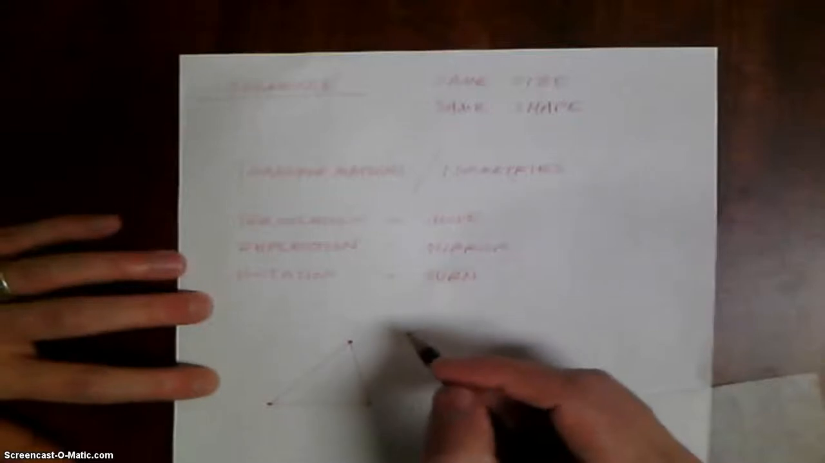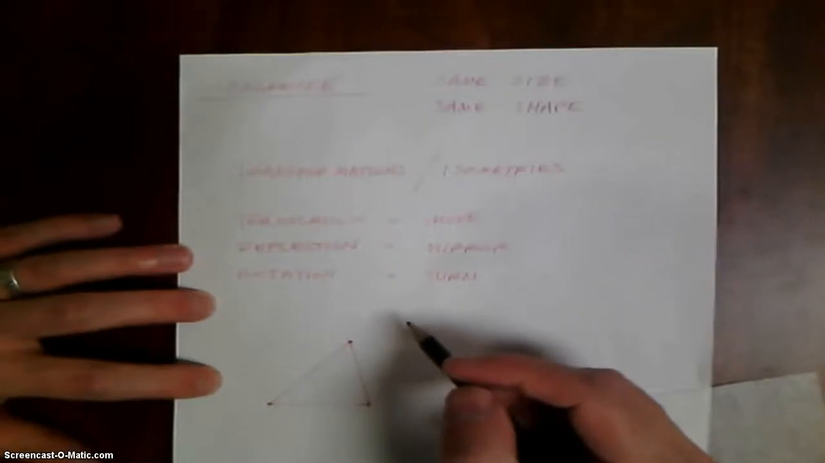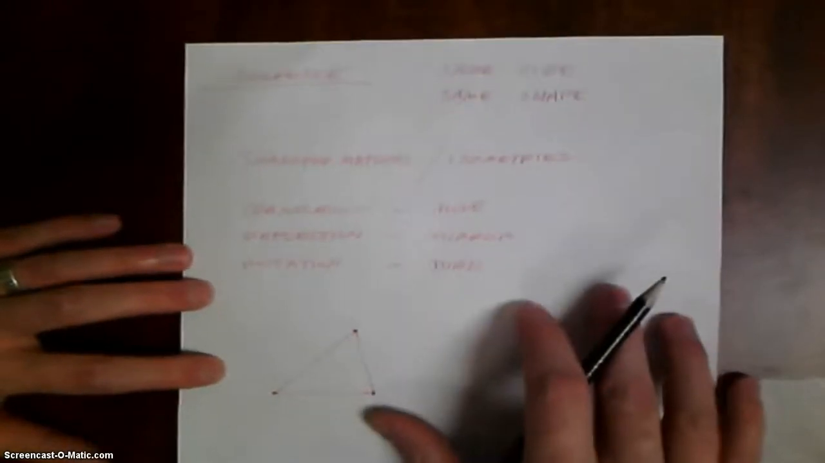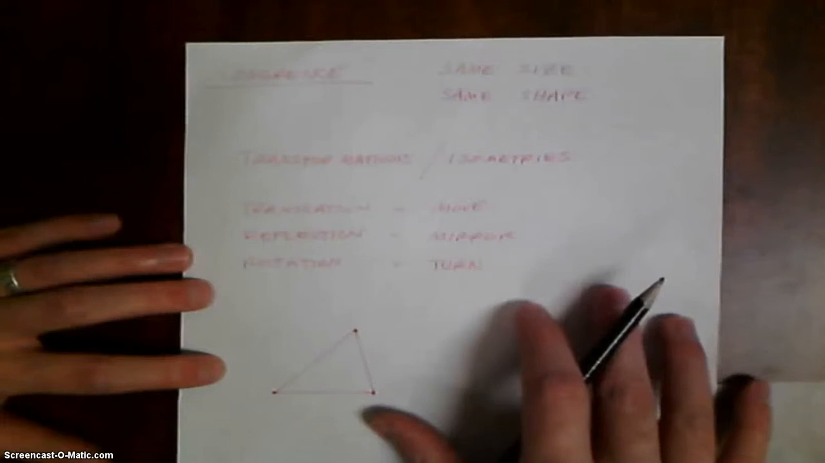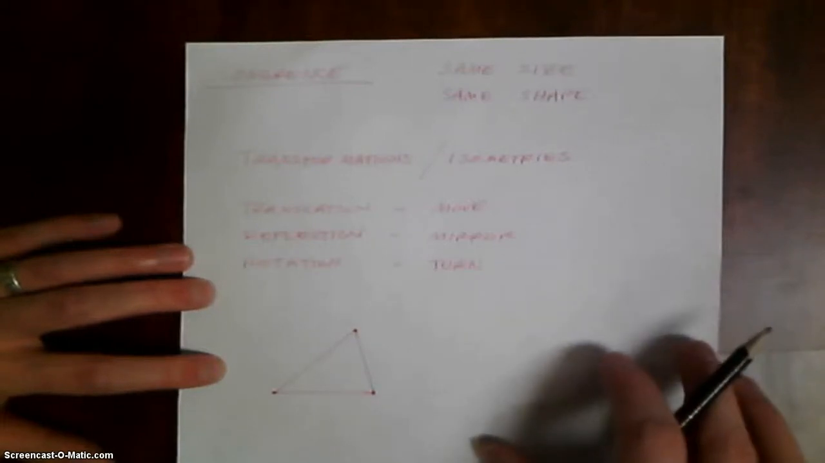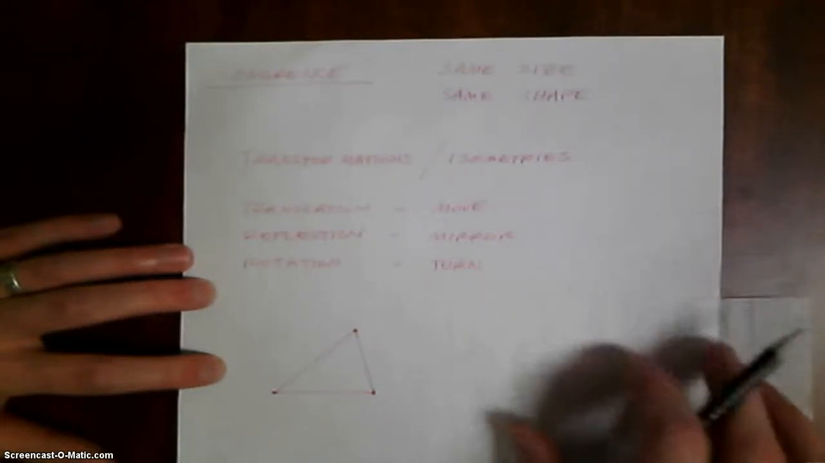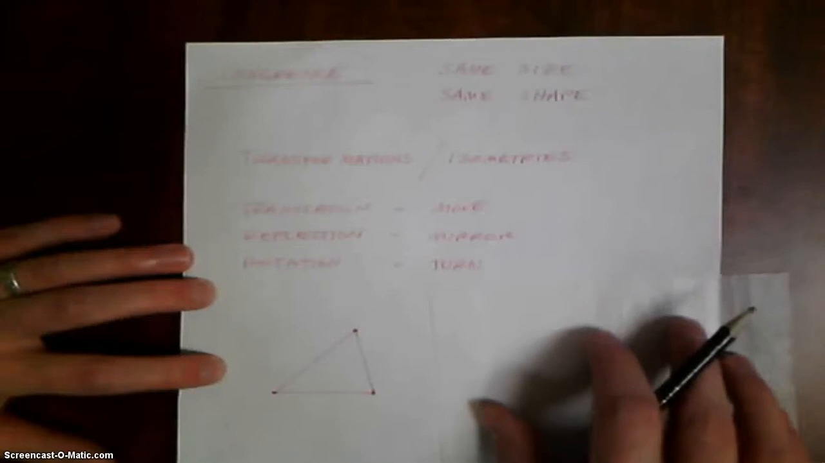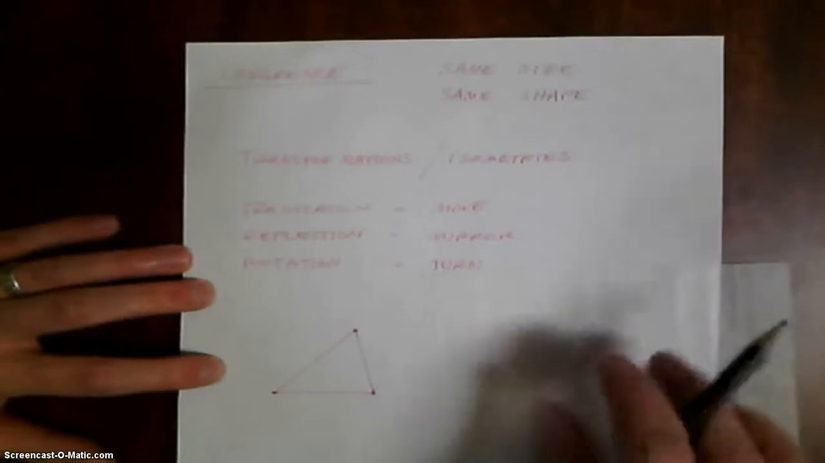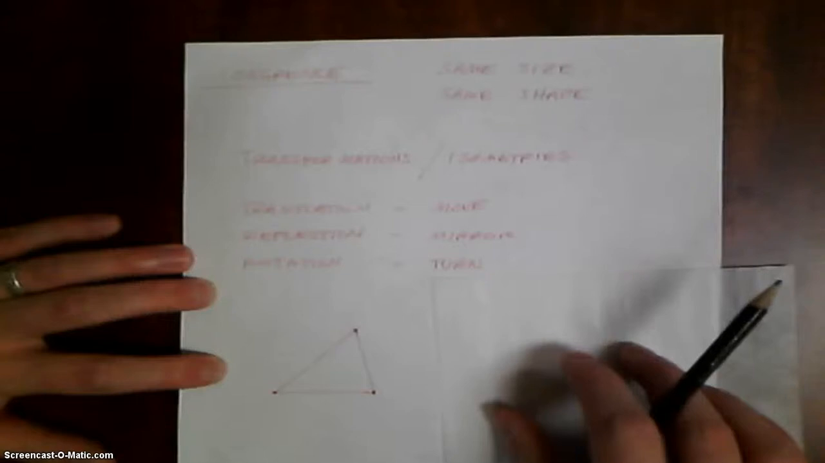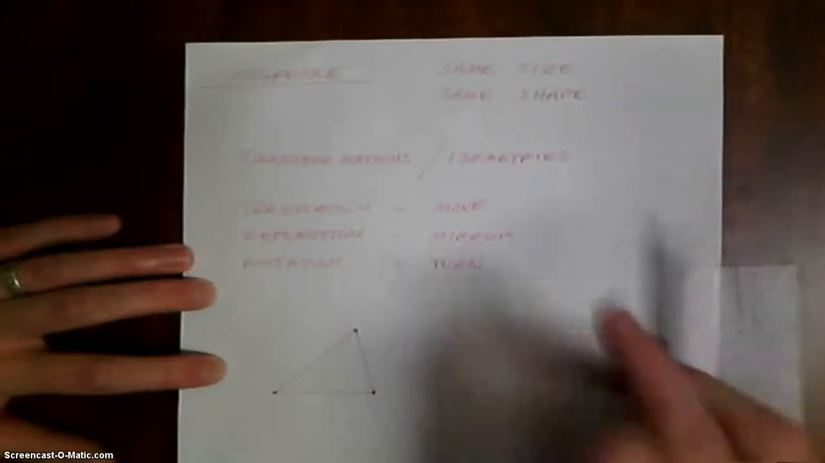Okay, now that you've had a chance to play around with the graphics program Inkscape and move some stars around and do that kind of thing, let's talk a little bit more about the preciseness of mathematics when it comes to doing these operations. The first thing we want to do is define the word congruence. Congruence means same size, same shape, and that's the basic definition for it.